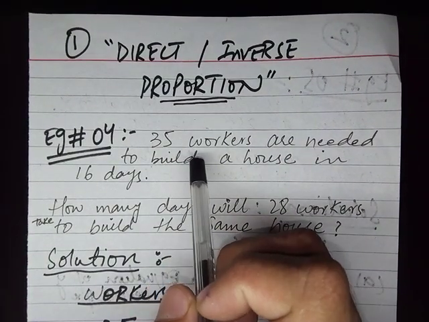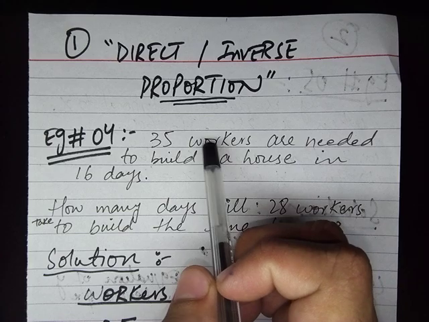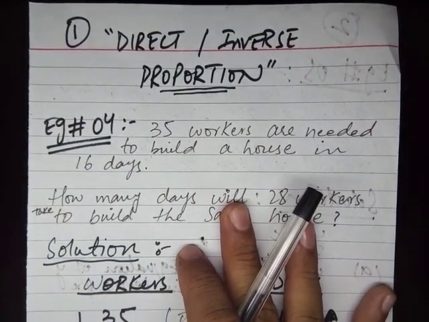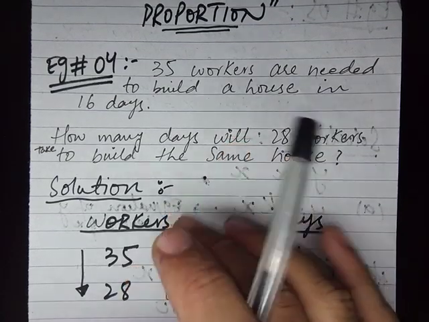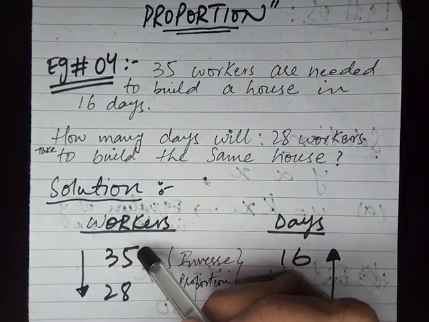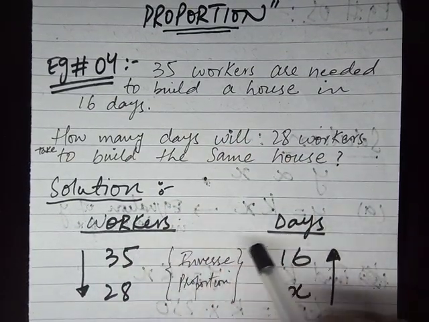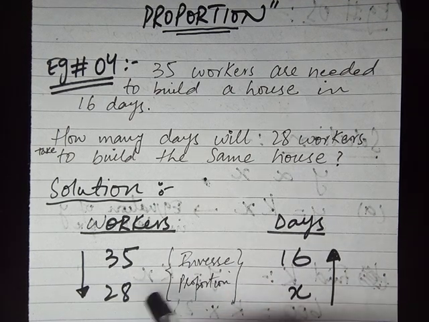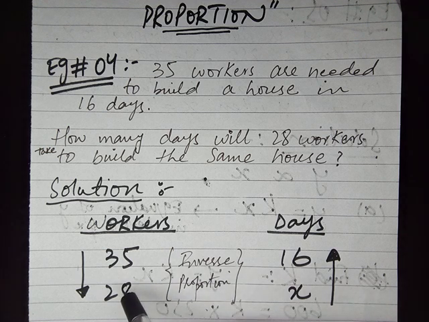So in this question I have two quantities. The first is workers and the second is days. So I will make two columns and fill the columns according to the given criteria. As you are seeing, 35 workers can build a house in 16 days, then how many days will 28 workers take to build the same house, right?